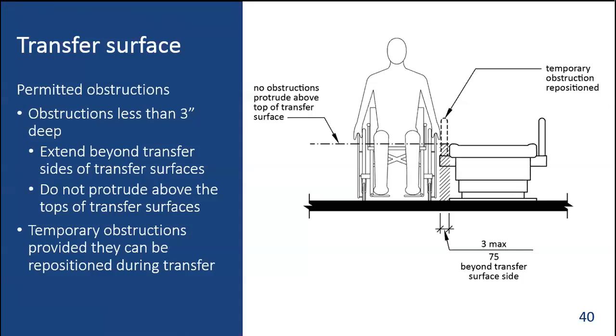Temporary obstructions are also allowed, provided they can be repositioned during transfer. Some types of temporary obstructions you may come across would be supports and railings that can be raised or lowered.